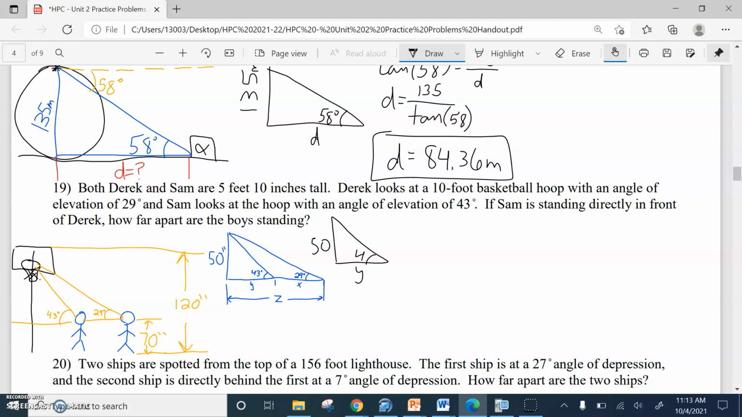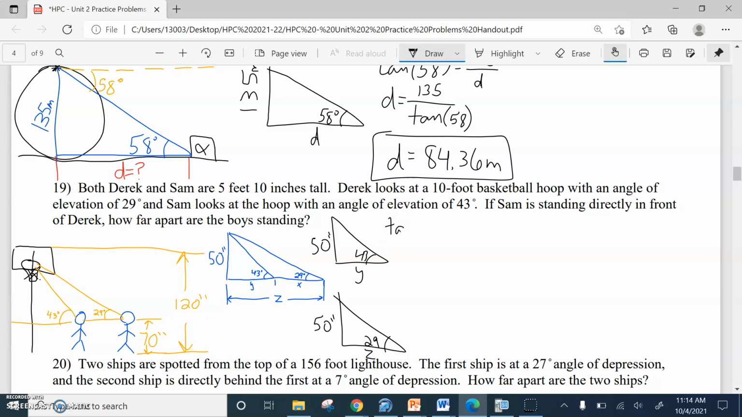And again, we've got these two triangles. One is 43, and that has an adjacent side of y. And we have triangle 2, which is 29 degrees. That has a distance of, oh, I'm sorry, that's not distance x, that's distance z. But the height is still 50 inches. So we've got two triangles. They're each going to use the same trig function where we have tangent. See, if we have 43 degrees, the sides opposite and adjacent are the two that we're working with.